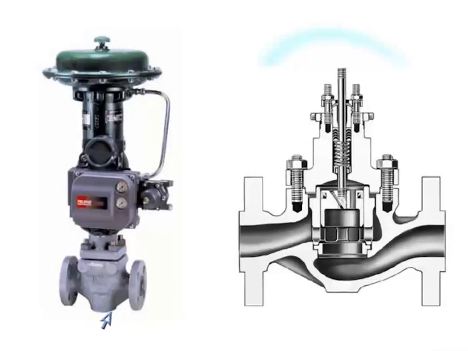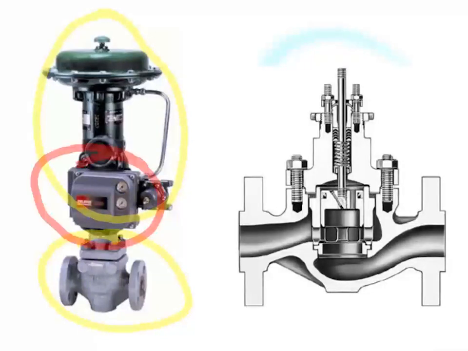This is a typical globe valve. Here is the valve part, just here. So that's the valve. This bit up here is the actuator. That's what moves the valve up and down. And this box here, that's the positioner.